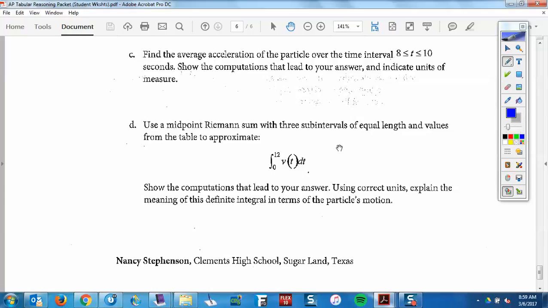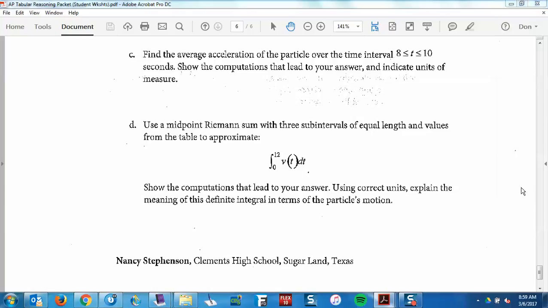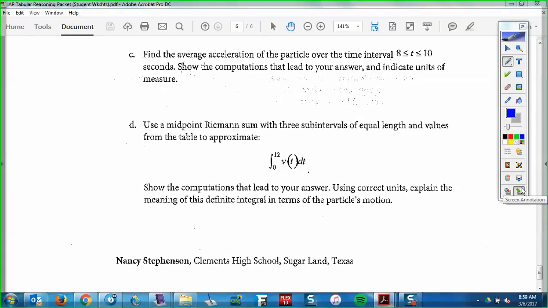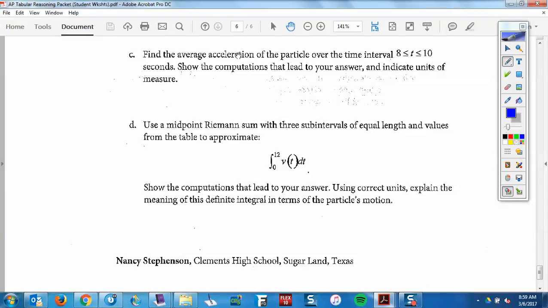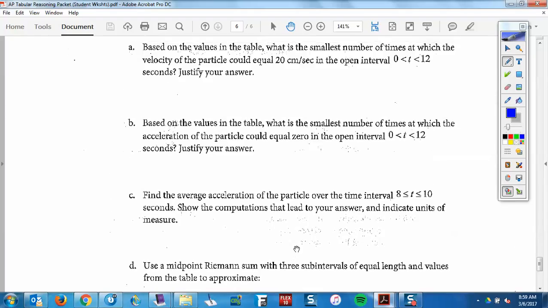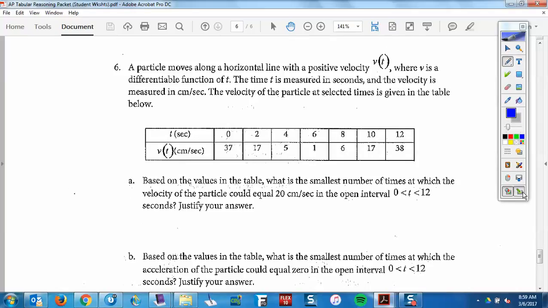All right, C, find the average acceleration of the particle over the time interval 8 to 10 seconds. Show the computation that led to your answer. Okay, average acceleration, that's like saying average rate of change. What did we say? Average rate of change is what? Slope between 2 points, right? Well, their 2 points are going to be 8 and 10, and this is the rate of change because acceleration is the rate of change of velocity.